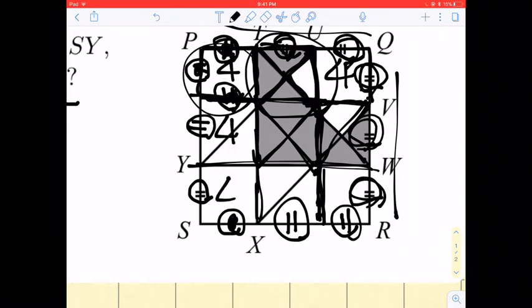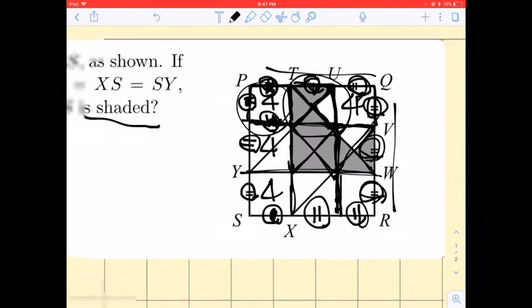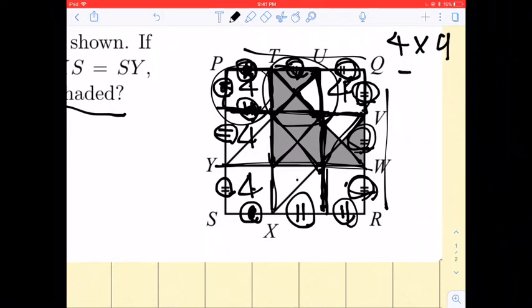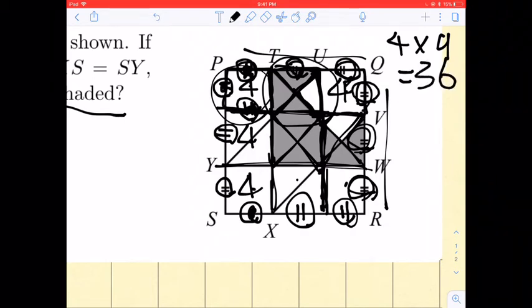This one is also 4 triangles. This one's also 4 triangles. So we can say that the entire area is 4 times 9, because there are 9 squares, 1, 2, 3, 4, 5, 6, 7, 8, 9, which equals 36 equal triangles. And that is the entire area of the square.